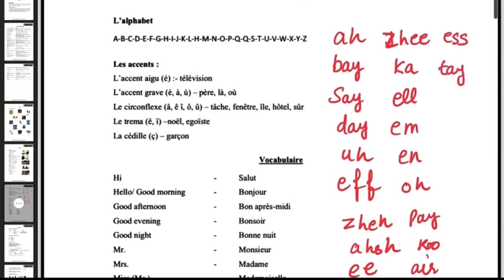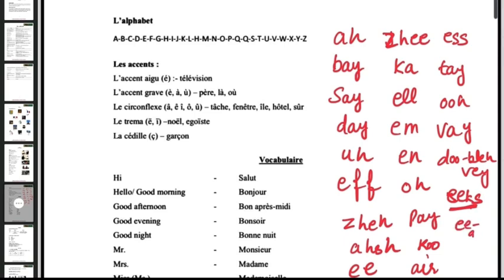T, U, V, W. W is called as W. Then X. Y we call it as Y. Y and Z. Okay, so learn its pronunciation.